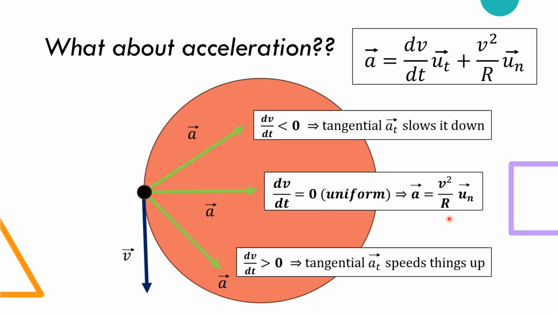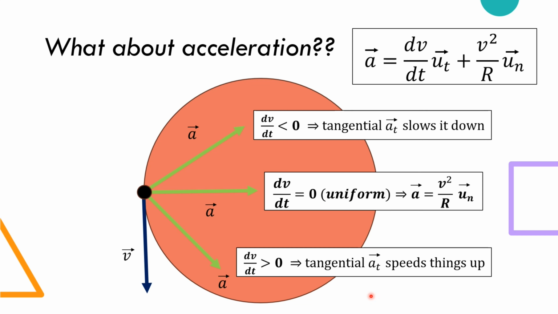If the acceleration vector is pointing backwards, you know what I mean, look at the diagram, then we know that dv/dt is less than 0. Thus, the tangential acceleration actually slows the particle or the object down. And if dv/dt is greater than 0, then the tangential acceleration actually speeds things up.